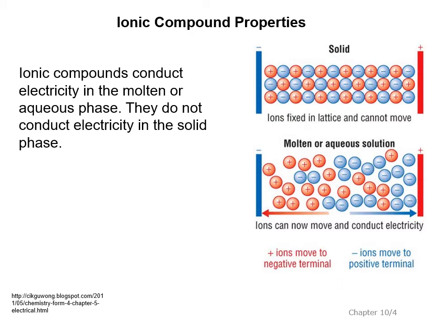For ionic compound properties, ionic compounds conduct electricity when they either are molten or in the aqueous phase. They cannot conduct electricity in the solid phase because you have no mobile charges. Once you either melt or dissolve the sodium chloride or any other ionic compound, now the ions can move and conduct electricity. So these represent electrodes here. We've got an electrode on this side, and another electrode over here.